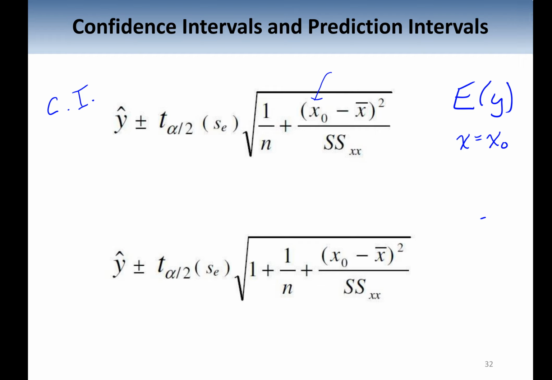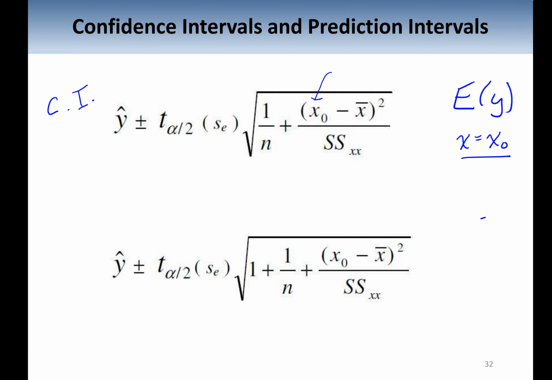So you would have y hat, that's our estimate, plus or minus the margin of error. And the margin of error has the critical value t of alpha over 2, multiplied by the standard deviation of the error, S sub e, we know that well now, and then multiply that by the square root of 1 over n, where n is the number of observations, add that to our new value, x naught, and subtract the average of the x's, square it, and then divide that by the sum of the squares for the x's. That is our confidence interval for the expected value of y given a value x equals x naught.